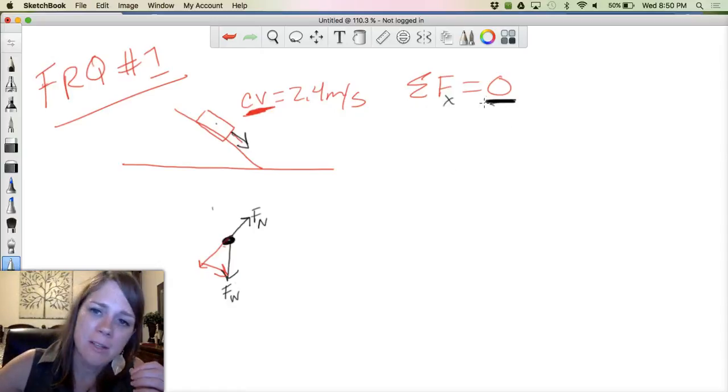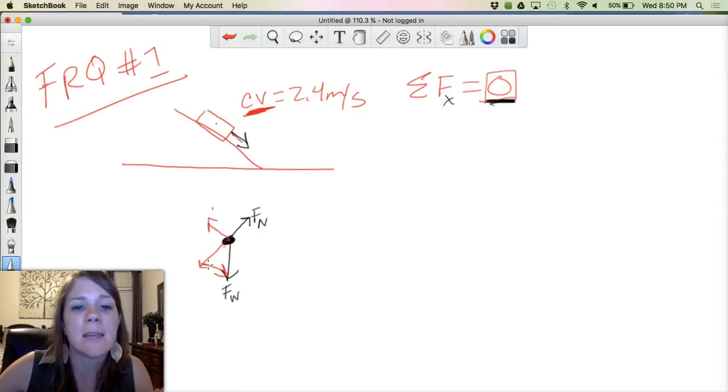In order for the summation of the forces to equal 0, I have to have a frictional force here, and it has to be equal and opposite to the x component of that weight force. Constant velocity means zero net force, which means I have to have a frictional force there.